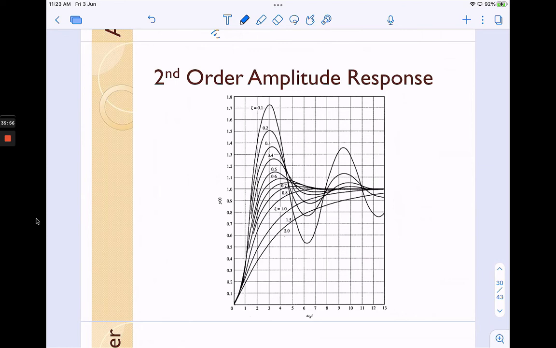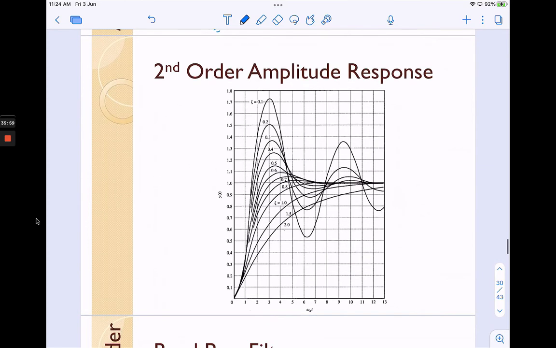Usually we will do the analysis for a 2nd order system. Remember, in control systems we only do the analysis for the 2nd order system, and for 3rd order and higher we can sometimes approximate the response with a 2nd order system.